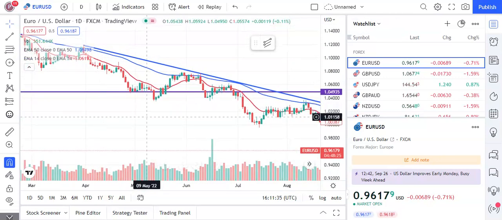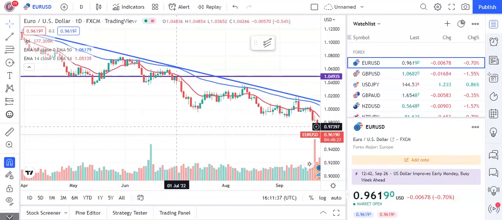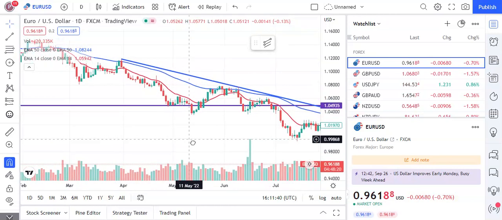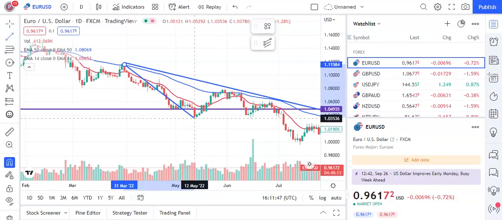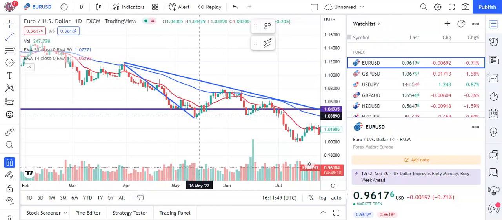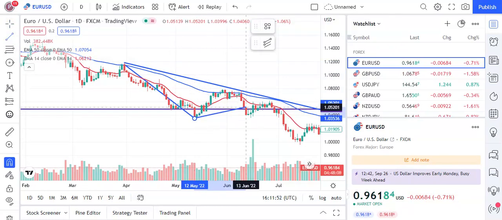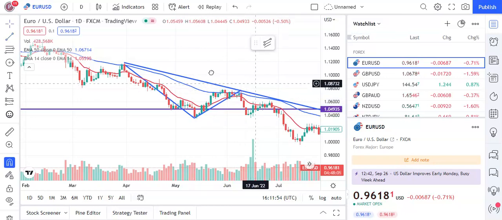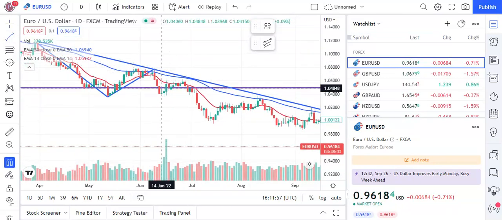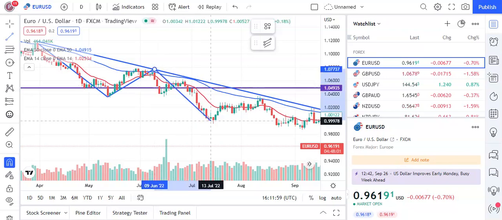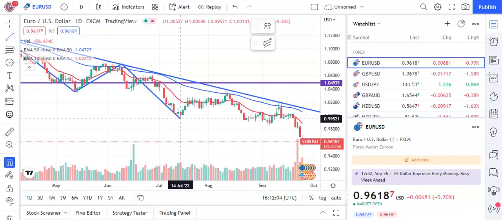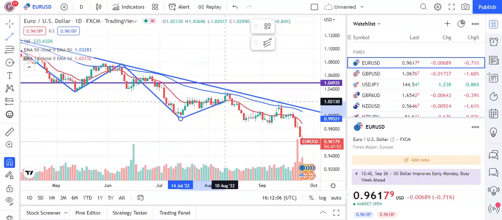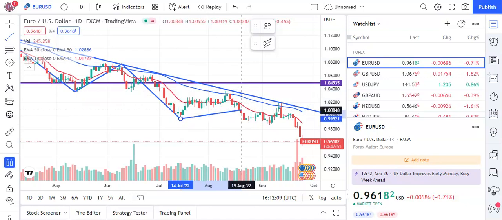Okay, so here is my trend line. As you can see, it's a beautiful point of entry. Price dropped from this point down to this point, went up to this point. There was rejection. It dropped further down to this point, went back up again to this point, and it dropped.